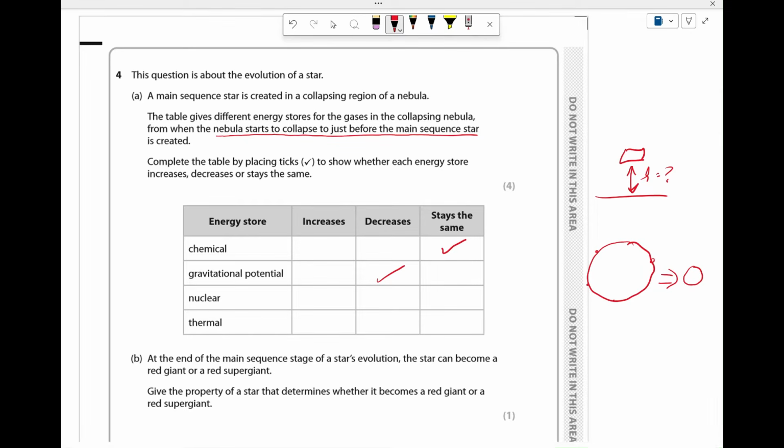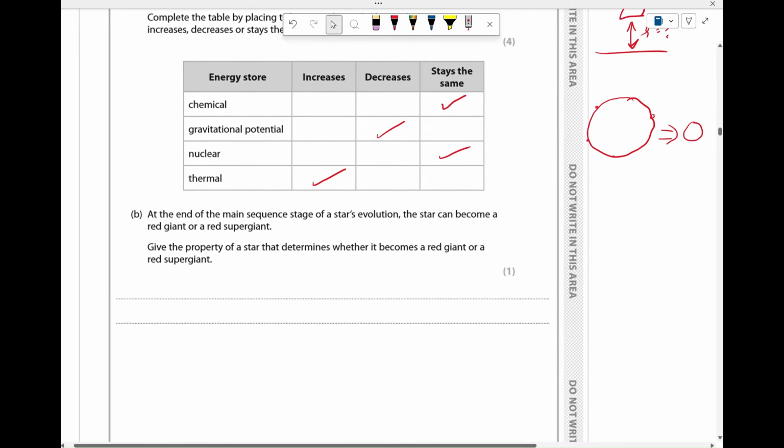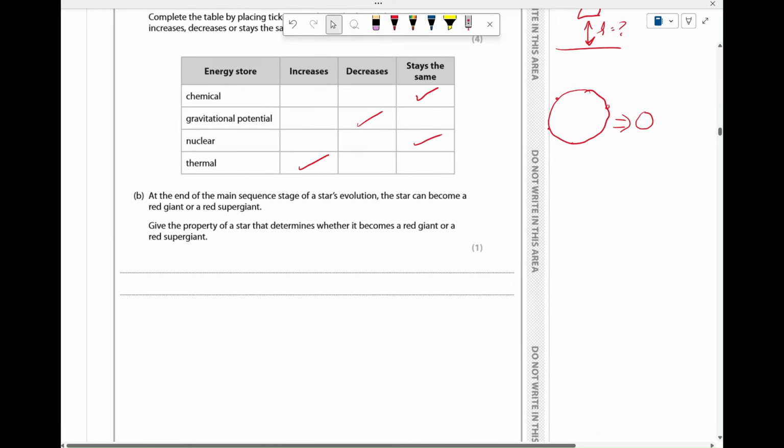Nuclear, because I think it's before the main sequence star, we're not doing any nuclear reactions. The whole point of a nebula is we haven't started the fusion process yet, so no nuclear energy happening here. And then thermal, we know from gas laws, as something reduces in size, it increases in temperature. So as it gets smaller, it gets a lot hotter, and presumably hot enough to start some fusion.